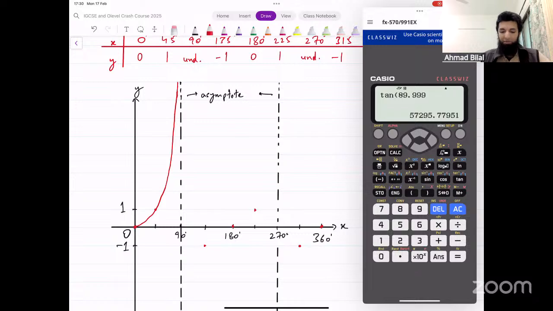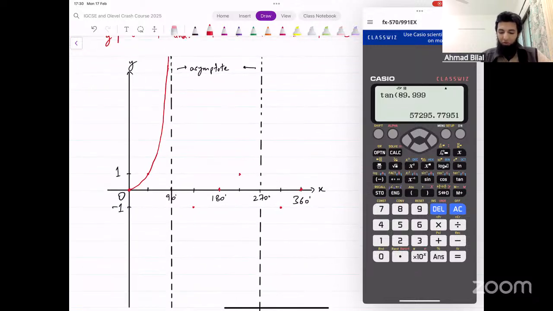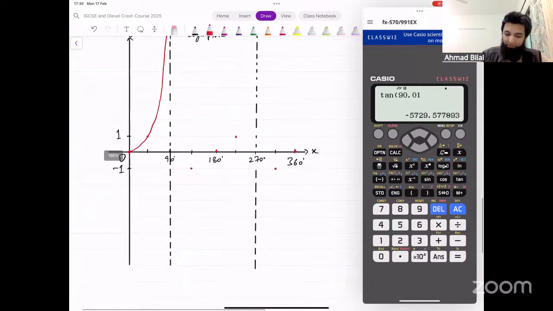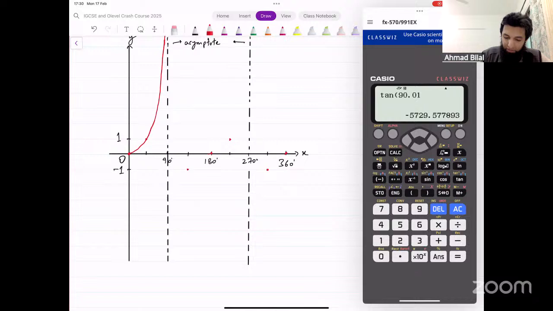Okay, now what happens on the right side? If you go slightly to the right of 90 on this side of the line, what happens on that side? You can try, for instance, tan of 90.01. You see, you're getting a very large negative value. So to the right of 90, the graph is going to go in the negative direction. Again, it will be an extremely large negative value going like this.